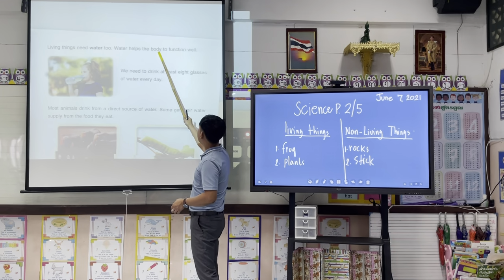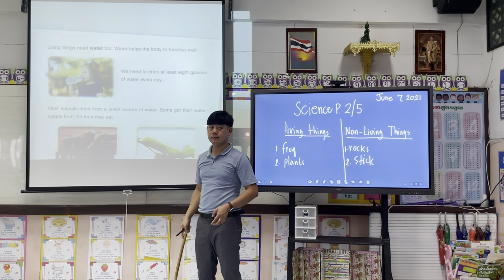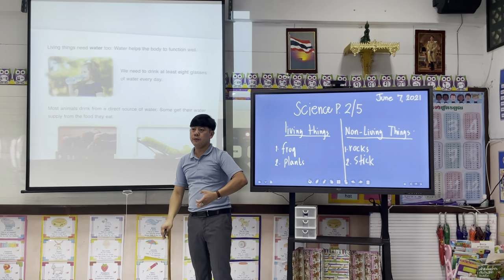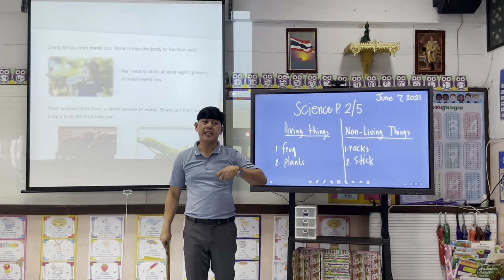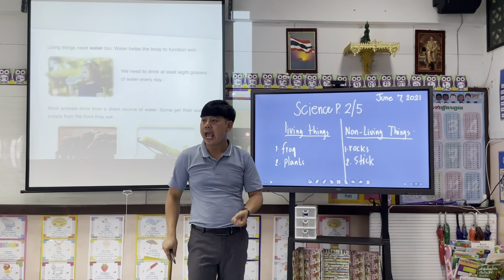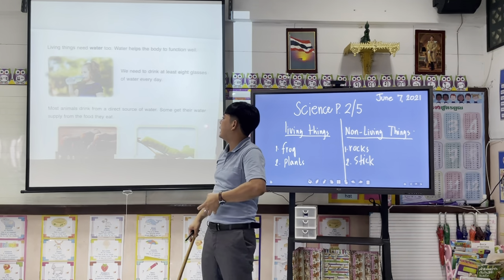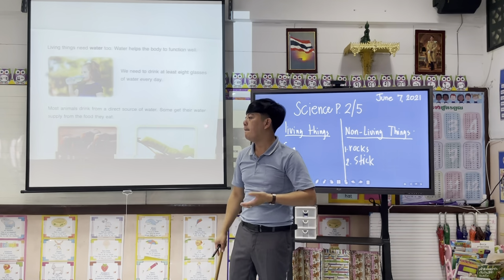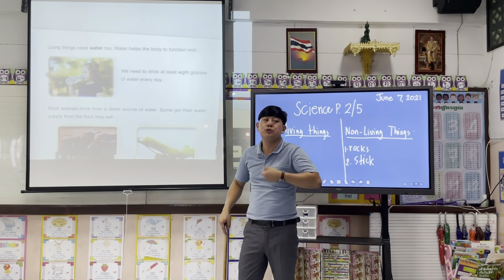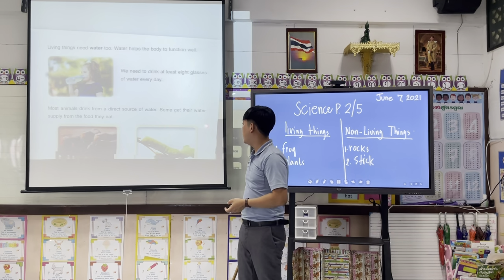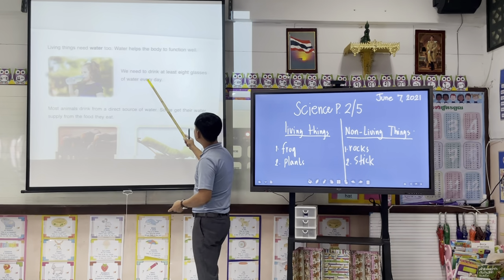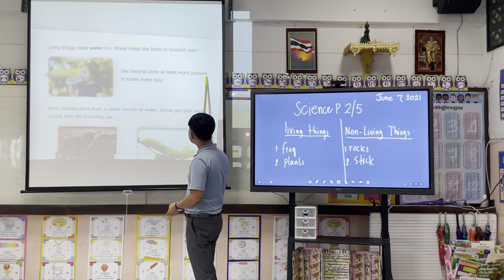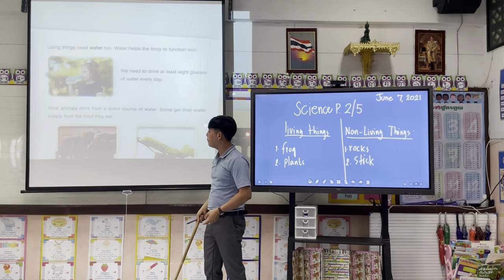Water helps the body to function well. It means we need to drink 8 glasses of water a day, because water helps our body to regulate well. We need to drink a lot of water, at least 8 glasses every day.